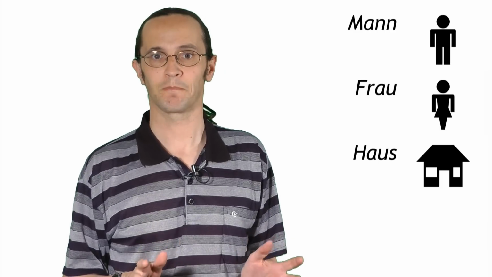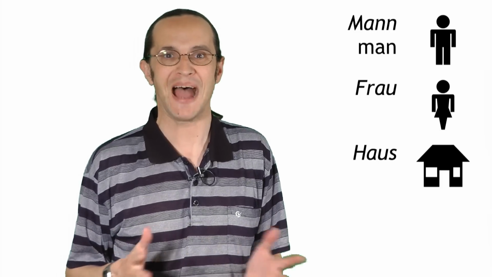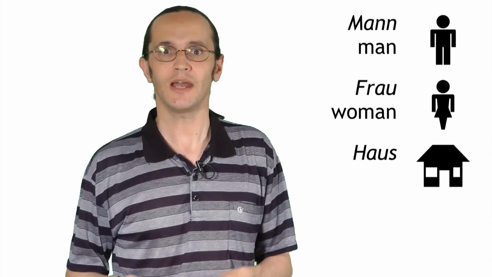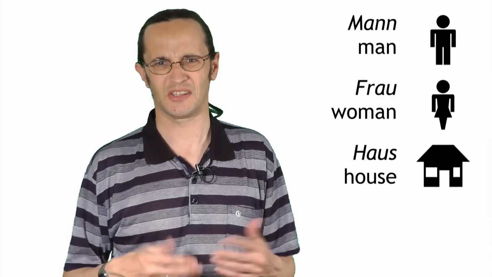When you start learning German, one of the first difficulties you encounter is that there are 3 genders: masculine, feminine and neuter. For example, Mann is masculine, Frau is feminine and Haus is neuter. Which makes sense because a man is clearly male, a woman is obviously female, and a house is neither one or the other, it's a thing.